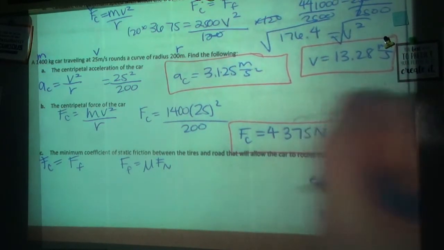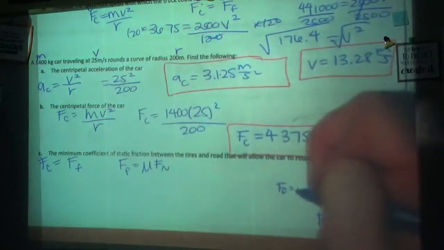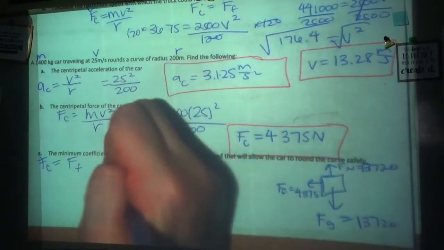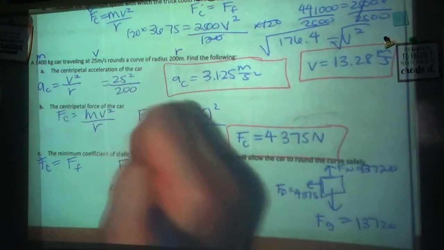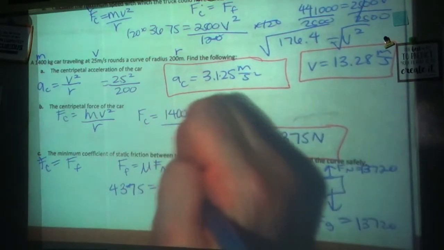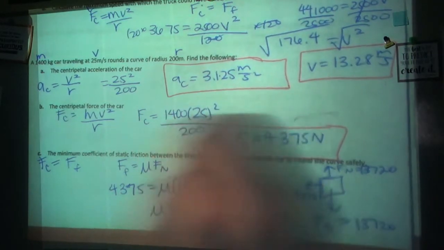And I have my friction force, which is my centripetal force, the 4,375. And now you just plug in. My centripetal is my friction force, so I can plug that in for FF. Mu is what I'm looking for, and then normal we had just calculated, so that gives me a coefficient of 0.32.